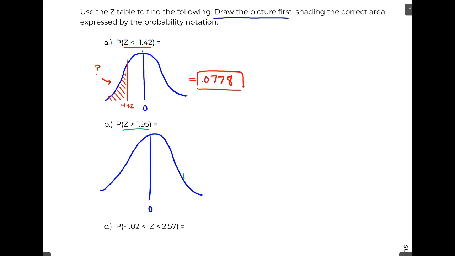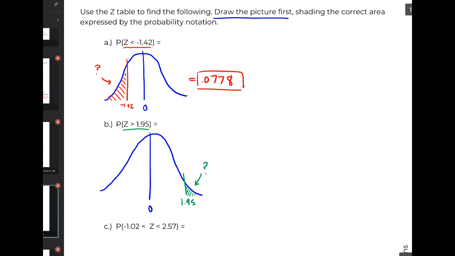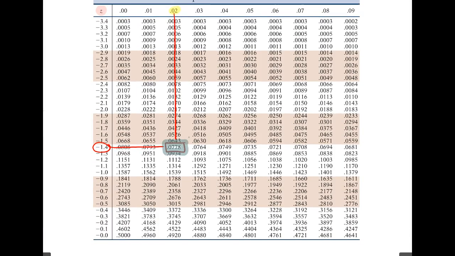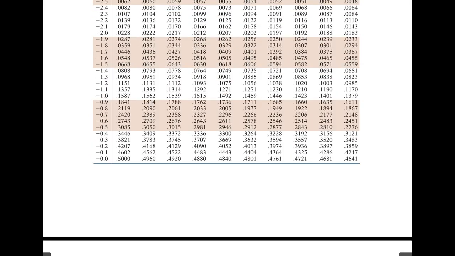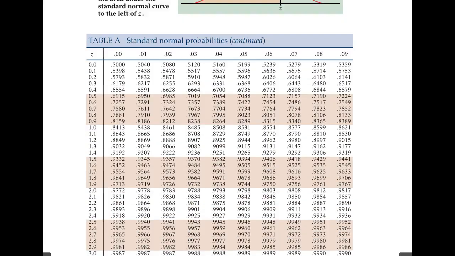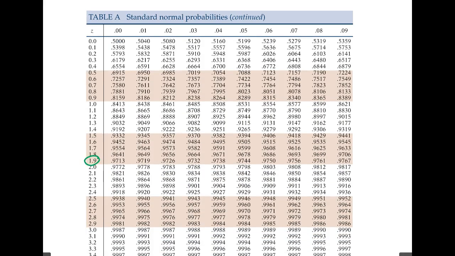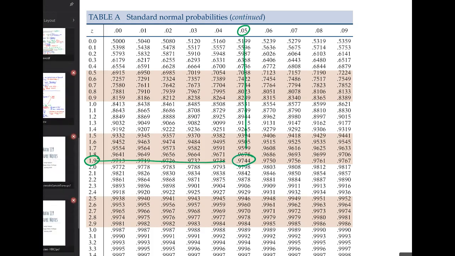So 1.95 is above 0. It's pretty close to that cutoff of 3, right? And we're interested in greater than, so our probability that we're looking for is here. If you went to the table, one common mistake is to just say, well, we don't have a negative, so we can go all the way to the next page, which has our positives, and grab 1.95. We get 0.9744.